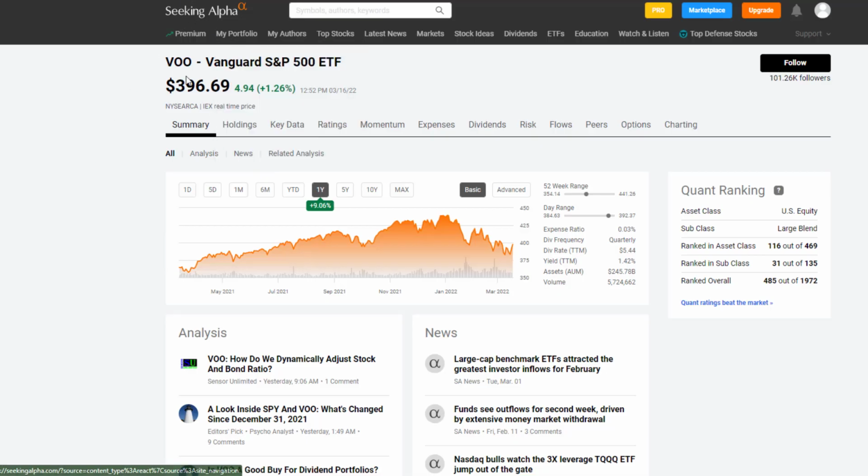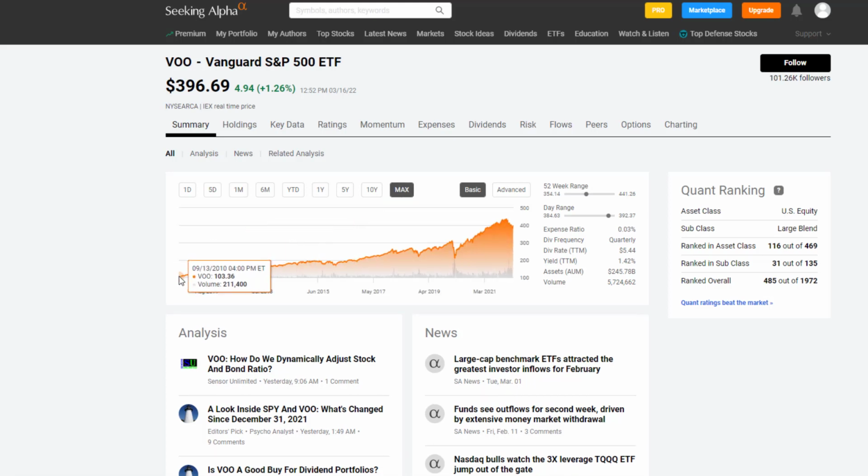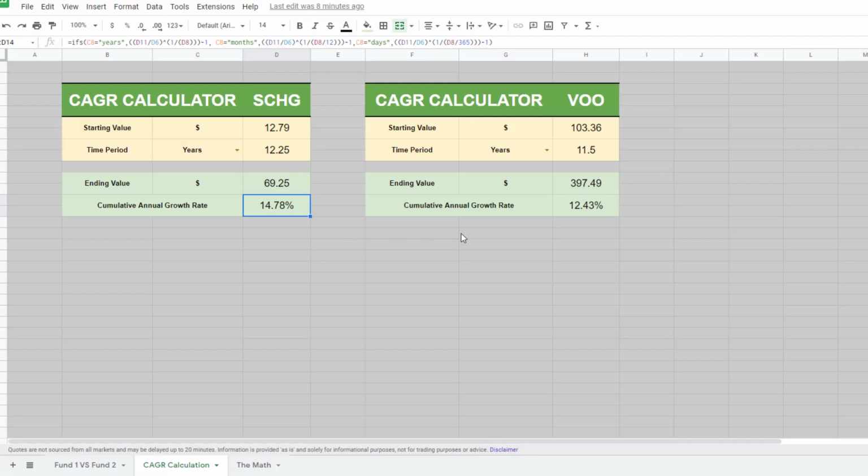Coming over to Seeking Alpha's VOO page, we click the max here and we see the fund started in September of 2010 with a starting value of about $103 to $104, with the ending value being $396. We will do the same thing on our CAGR calculator over on my spreadsheet: VOO, starting value, the time period, the ending value, which is today, and we are looking at about a 12.43% CAGR. So we'll use that here later on in the video.